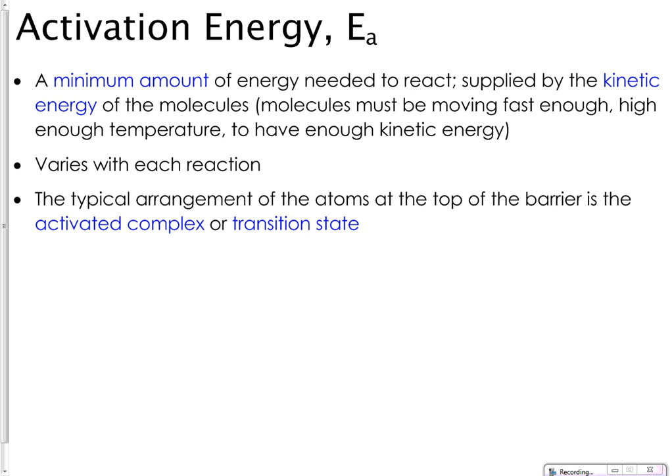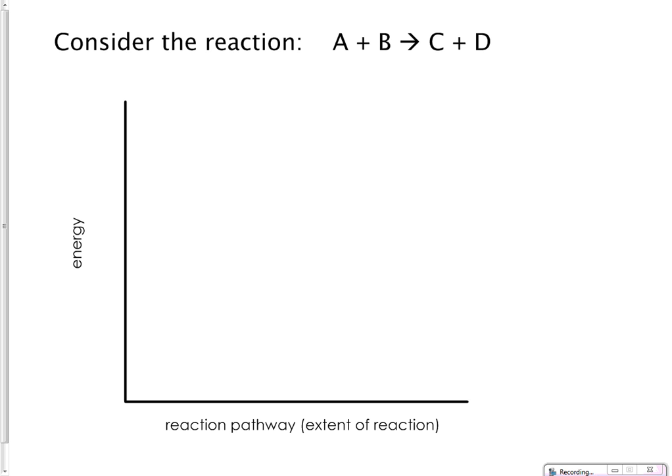And we're going to just use a generic reaction. A plus B makes C plus D. And if you look at that reaction and you make a graph of the energy versus the reaction pathway, we're going to assume that this is an exothermic reaction. We're going to put the reactants, A plus B, at some energy. Now, if we assume that it is exothermic, that means this reaction will release energy, and the products, C and D, will have a lower energy than the reactants.